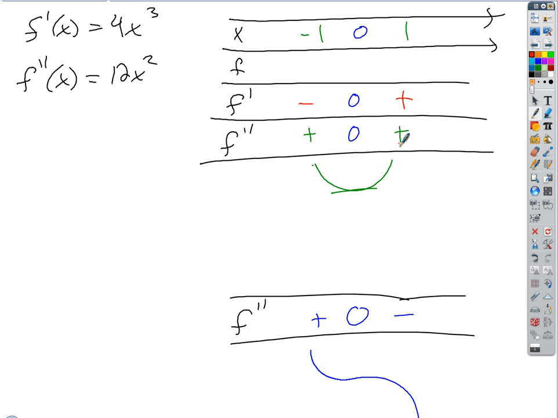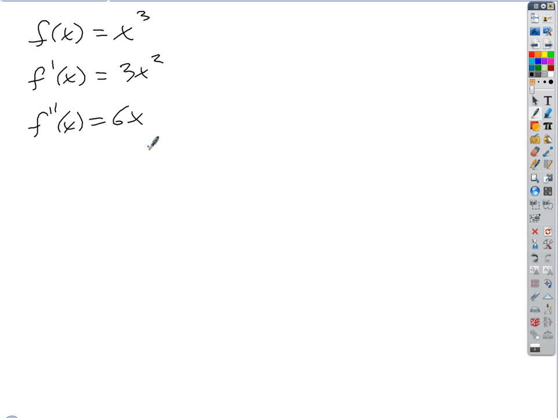So this is an example where we got a relative minimum with these going on. Now let's look at an equally simple function. Let's just take f of x equals x cubed. So what's our first derivative? 3x squared. Second derivative. Okay, so we get the same kind of thing going on here.